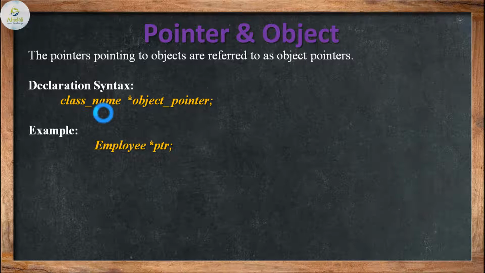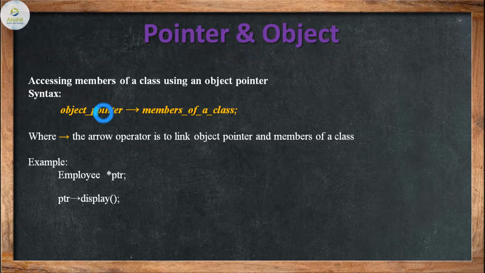Okay, so the next type is the pointer and the object. So an object of pointer type, or a pointer created for the object, is called a pointer to the object. So the pointer pointing to objects is referred to as a pointer object. That means the pointer is of class type. Class asterisk object name, or pointer object. So the class name is employee. The pointer created is PTR.